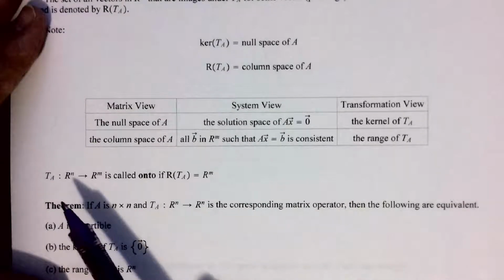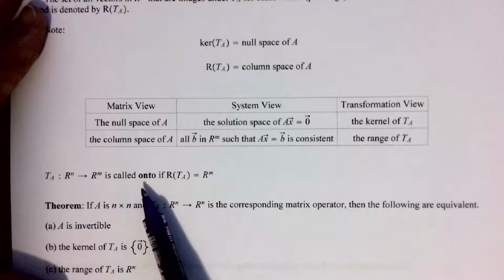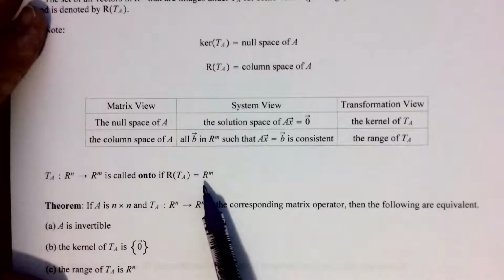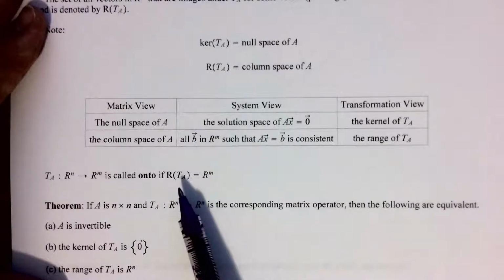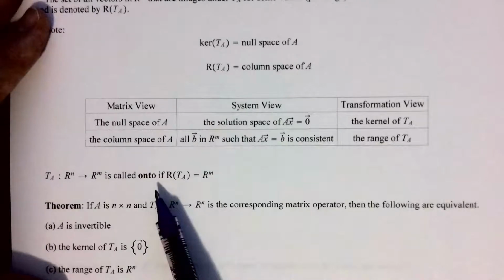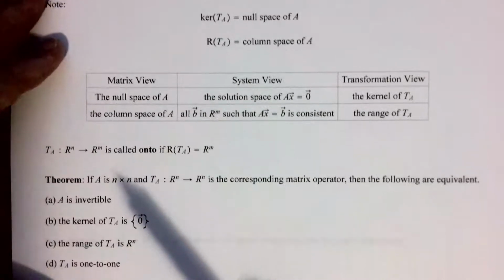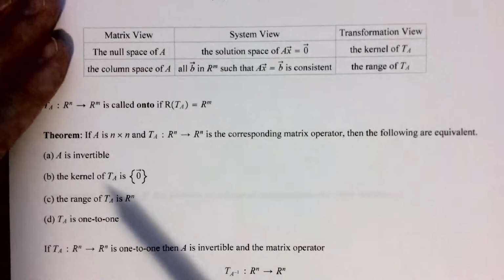One more thing: a matrix transformation from n space to m space is called onto if the range of the transformation is equal to its codomain, which is m space. So if the range of the transformation is equal to all of the codomain, then it is onto. Okay. Now, let's take a look at this important theorem.